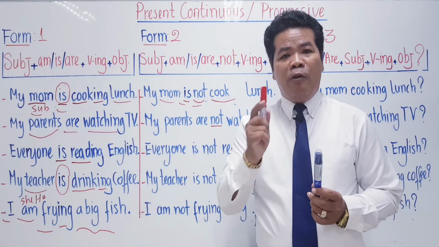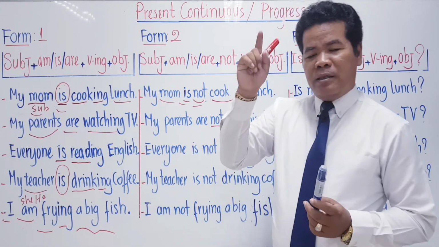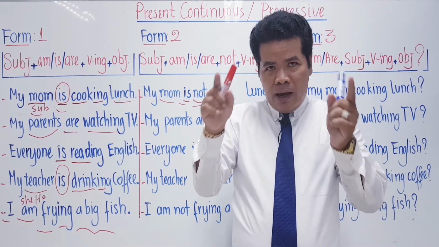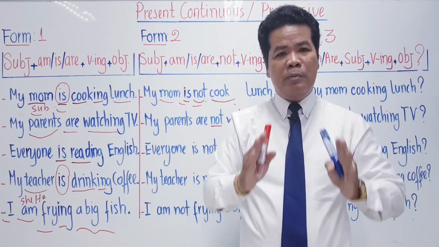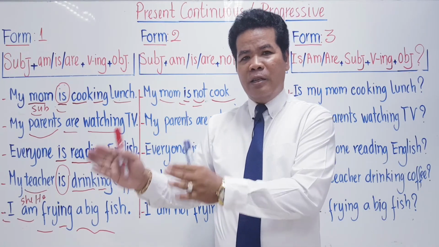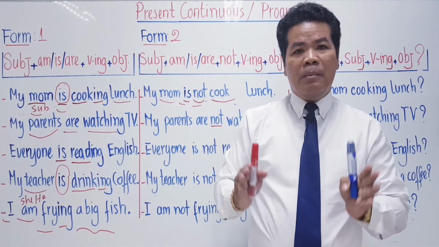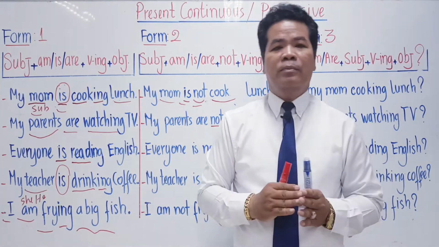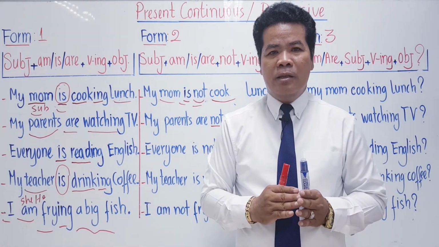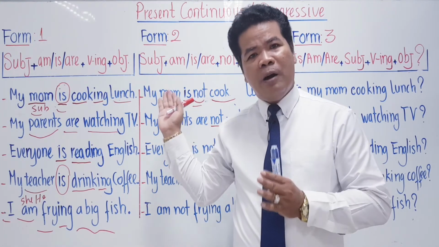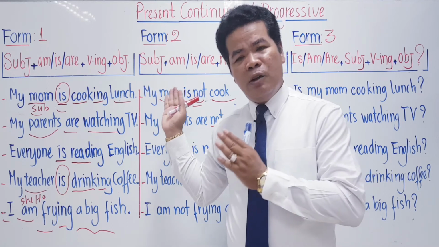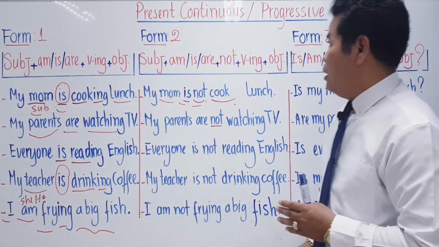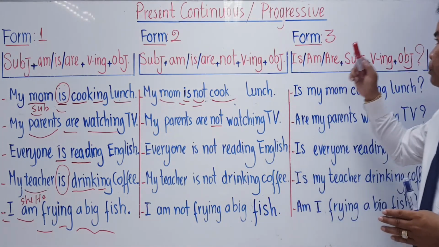So the right form is subject, plus the part of verb to be, is, am, are, plus not, and verb plus ing, or object. Understand? So this is the correct form of the negative present continuous. Okay? Let's go to another one.